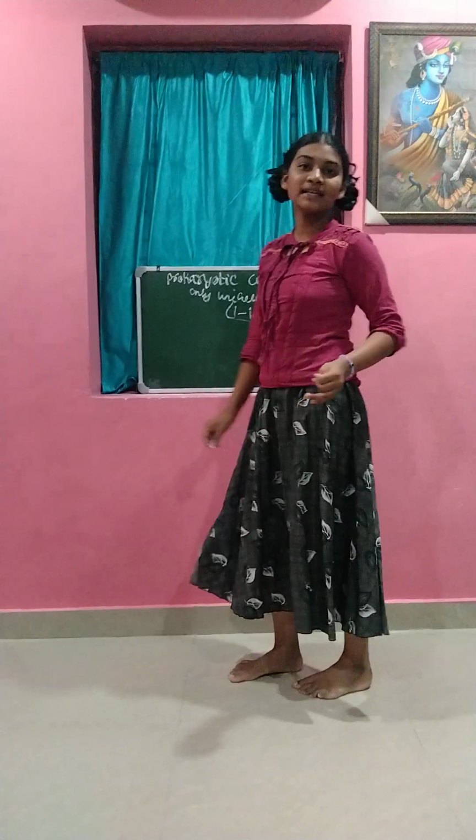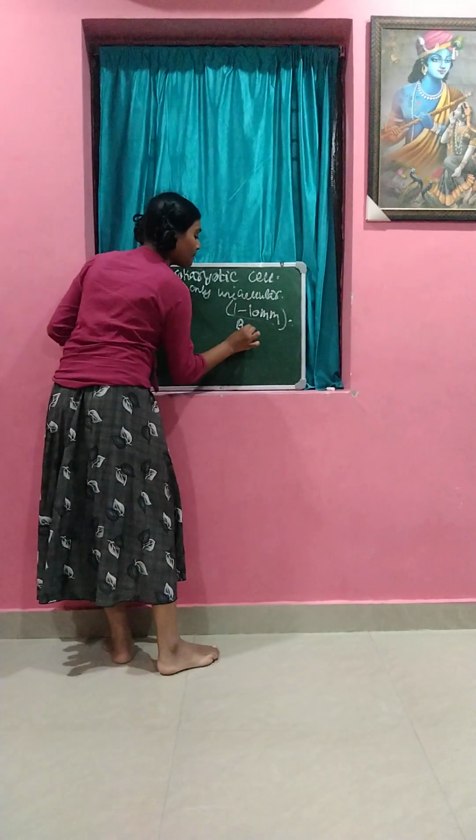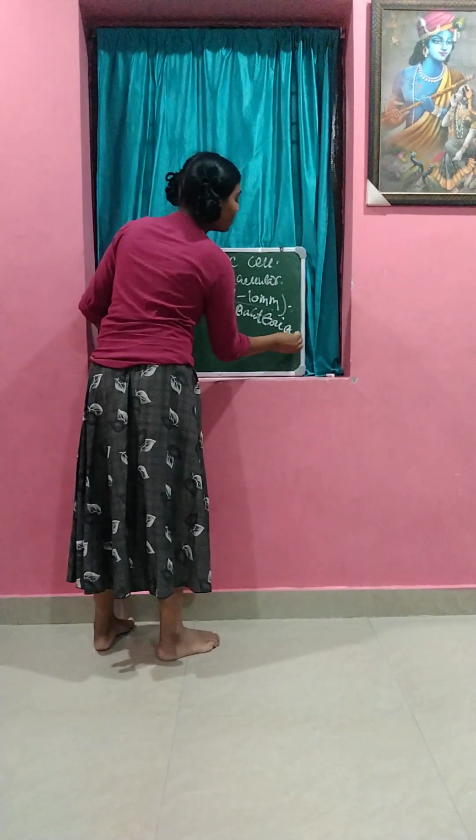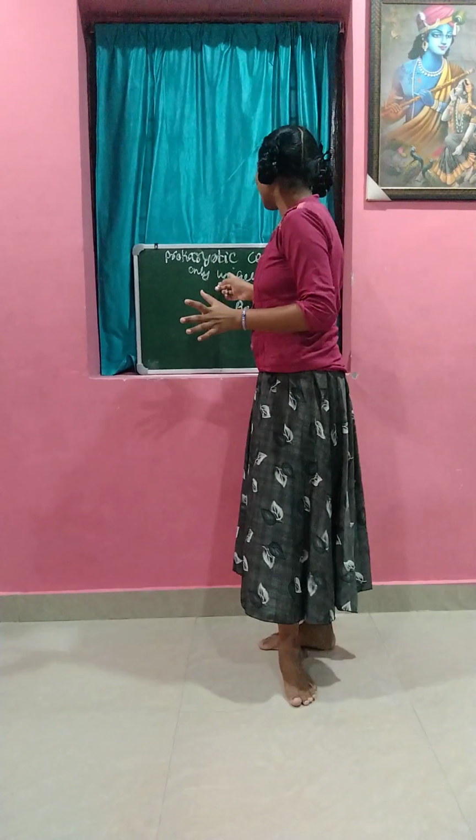Now the examples of prokaryotic cell: bacteria, etc. Understood? If they ask you to write about prokaryotic cell, you have to tell that prokaryotic cell means only unicellular, cytoplasm present but cell organelle is absent, and generally small in size, 1 to 10 mm. And the example is bacteria, etc. These are the points you have to write when they ask about prokaryotic cell.